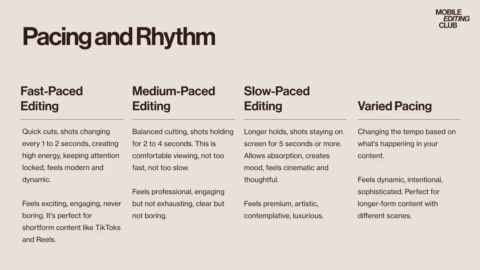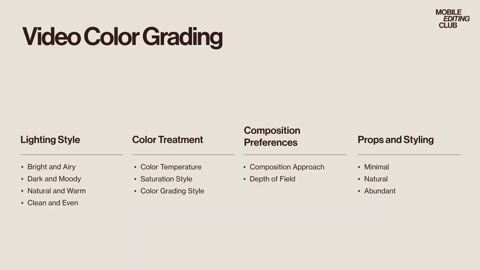The next core element is video color grading. Your video color grading should align directly with your photography's color treatment. This is critical for brand consistency across all your visual content. If your photos feature warm, golden tones, your videos need to match that warmth. If your photography style is clean and airy with bright whites, your video color grading should reflect the same aesthetic. If you use moody, contrasty edits in your photos, your video needs that same dramatic feel.